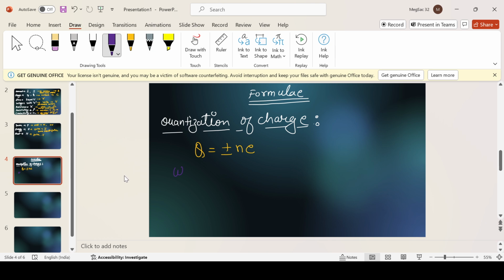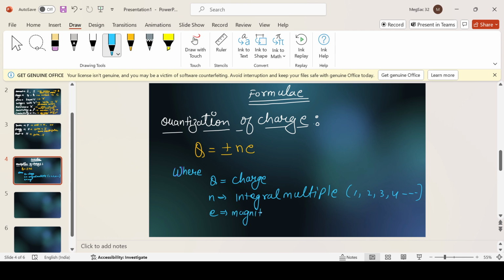Where Q stands for charge, N stands for integral multiple. Integral multiple means anyone. What is integral multiple? Its value can be 1, 2, 3, 4 and so on till infinity, okay. Where E stands for the magnitude of charge, magnitude of electron.